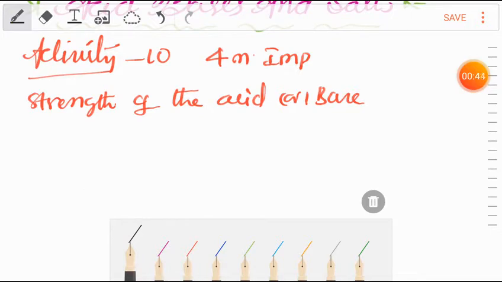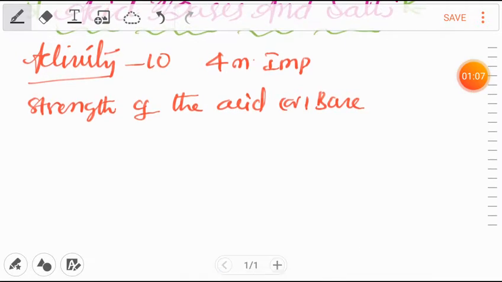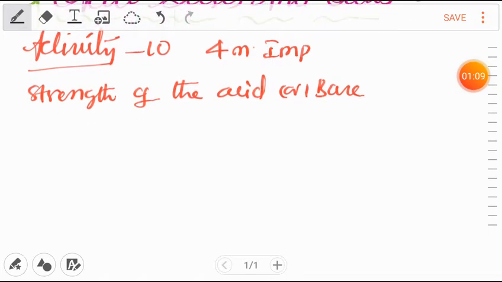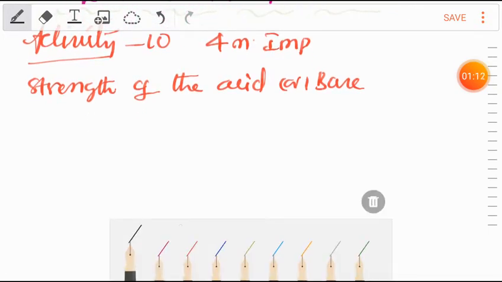Which acid is strong and which acid is weak? For example, citric acid is also an acid, but if it falls on our skin, nothing will happen. If H2SO4, sulfuric acid, falls on our skin, it will burn our skin. That means H2SO4 is a strong acid and citric acid, that means lemon juice, is a weak acid. So how can you know which acid is strong and which acid is weak?